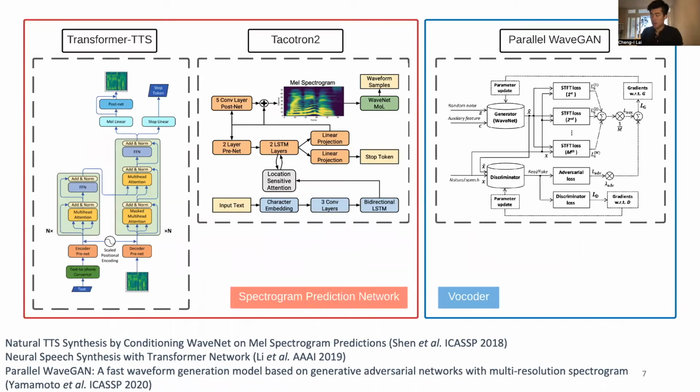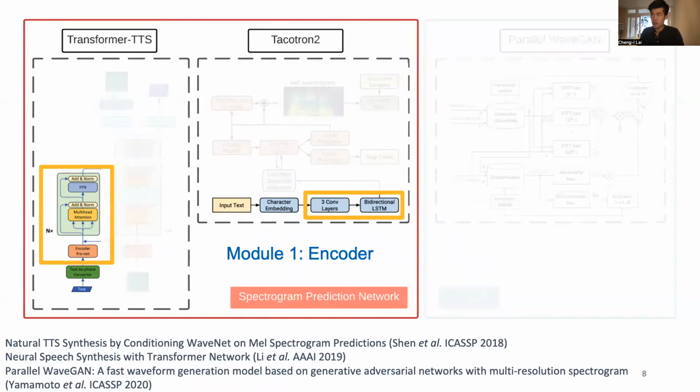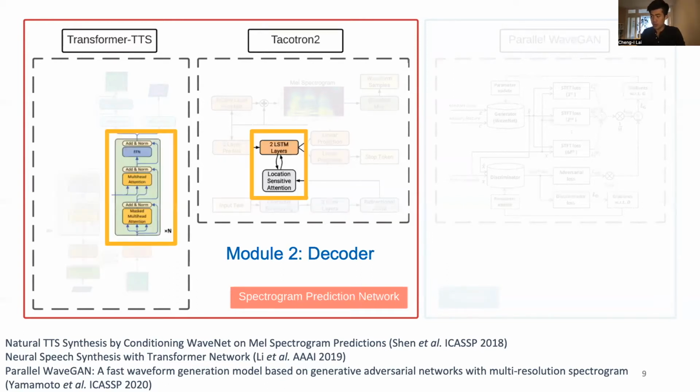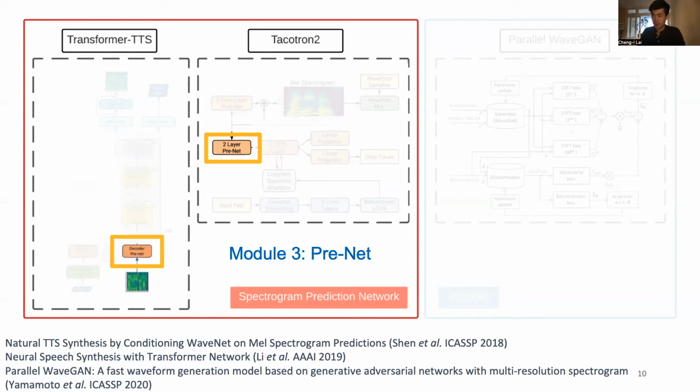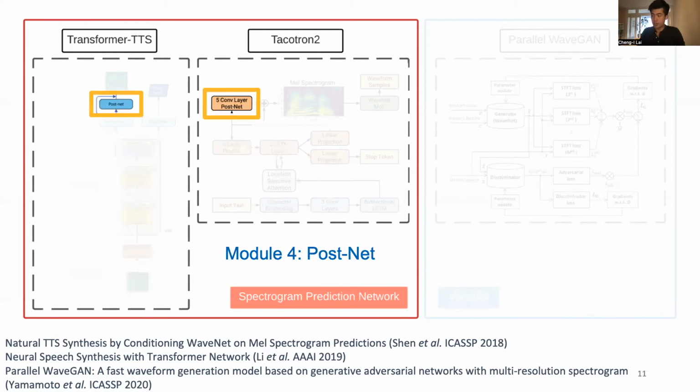We have 3 models: Transformer TTS, Tacotron 2, and Parallel WaveGAN. Transformer TTS and Tacotron 2 share the same high-level model architecture: they have an encoder module, an autoregressive decoder, a prenet, and a postnet. So in our pruning algorithm, we're going to prune all 4 of these modules jointly.